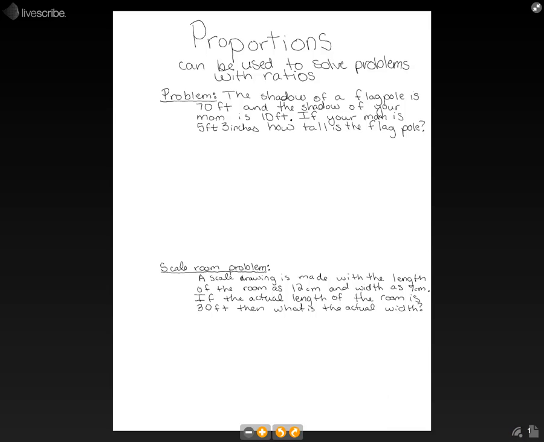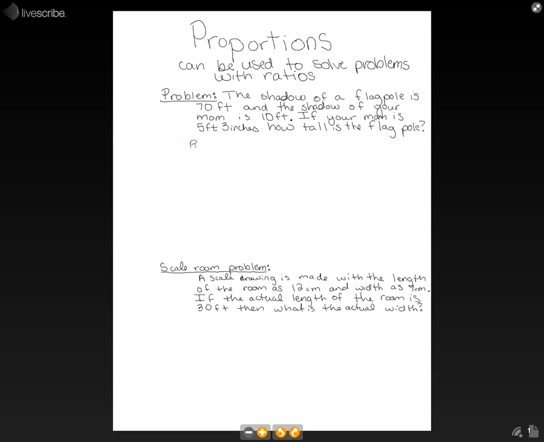Proportions. Proportions can be used to solve problems with ratios. So let's work through a problem. The shadow of a flagpole is 70 feet, and the shadow of your mom next to the flagpole is 10 feet. If your mom is 5 foot 3 inches tall, how tall is the flagpole?